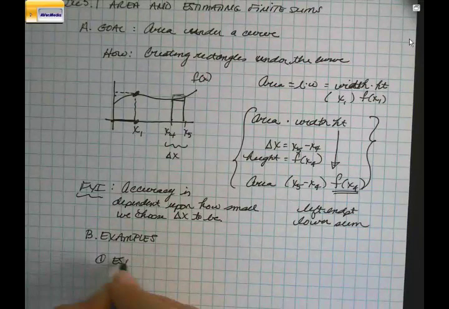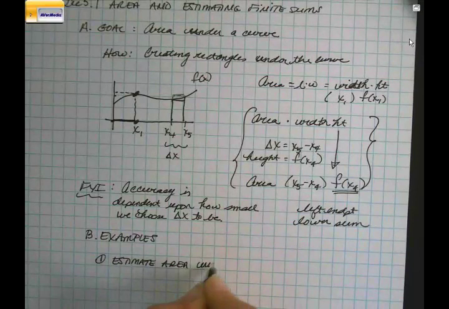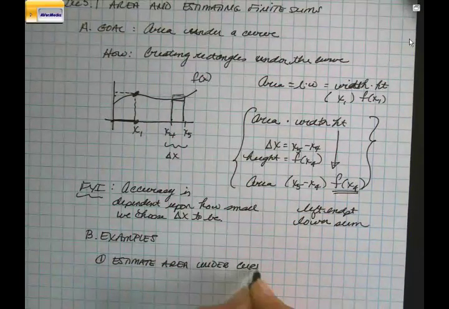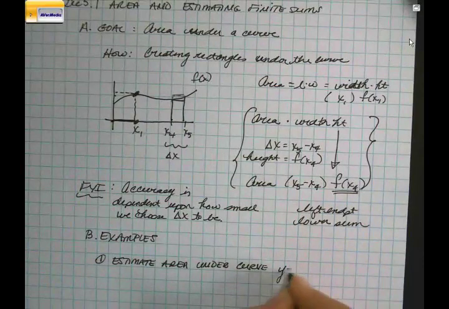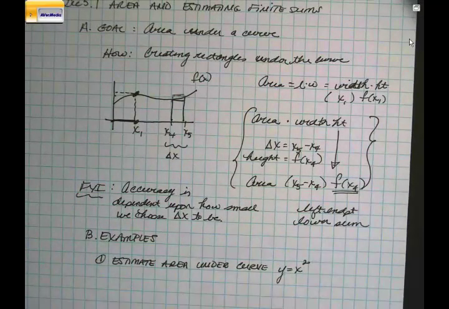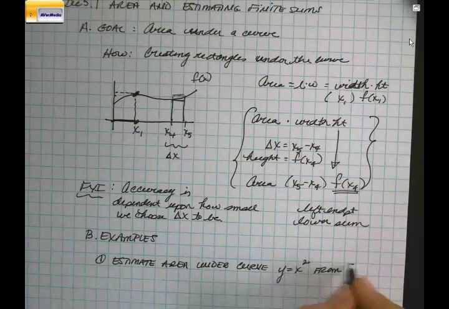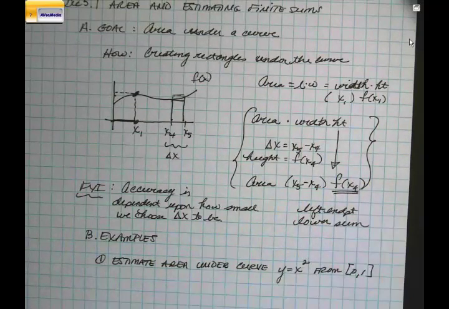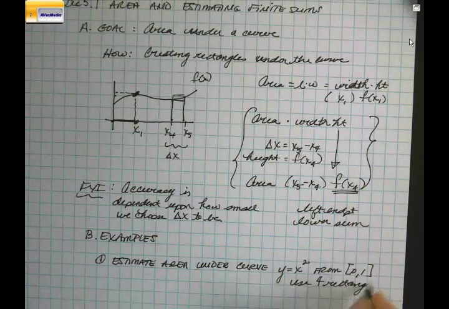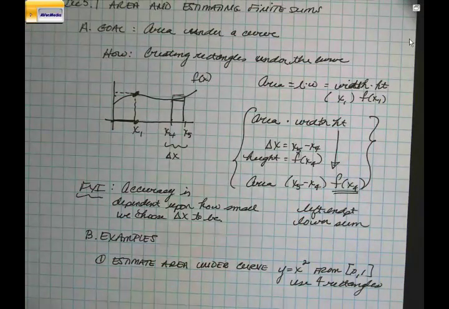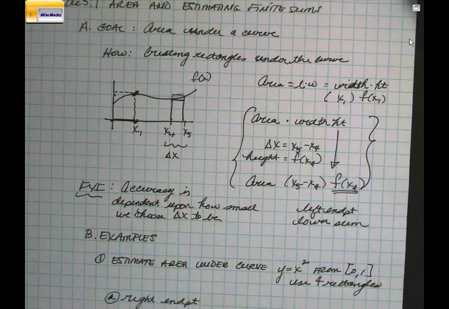Okay, so let's estimate the area under the curve. And the curve is y equals x squared, and it's going to give us some endpoints, from 0 to 1. And it says use 4 rectangles. So we're going to use 4 rectangles under our curve in order to come up with this estimate of the area. Well, we're going to start off by doing the right endpoint. Okay, let's start off by using the right endpoint.